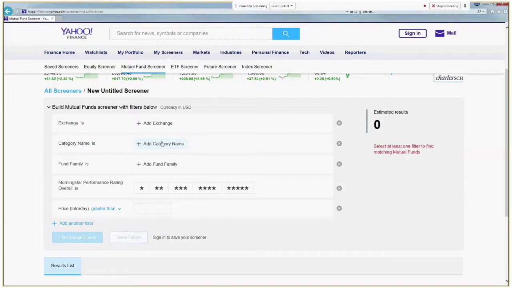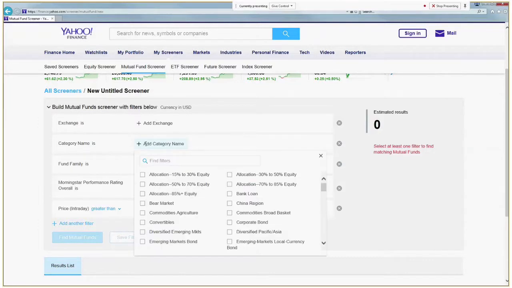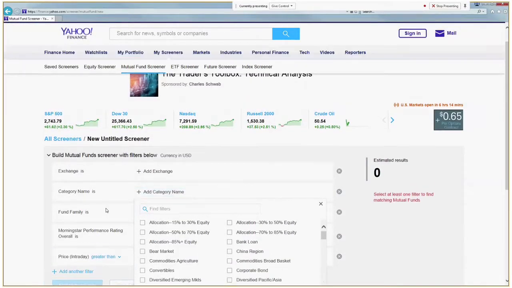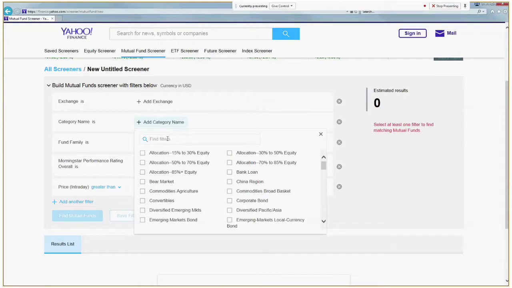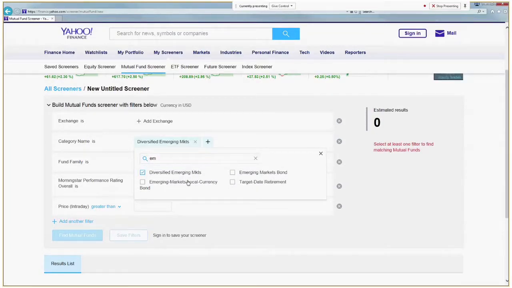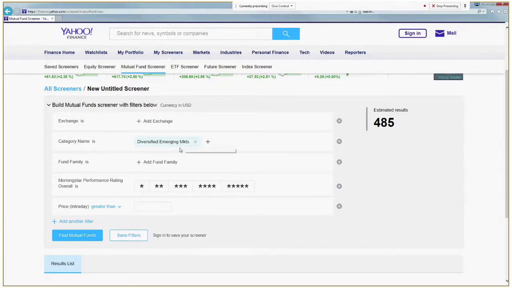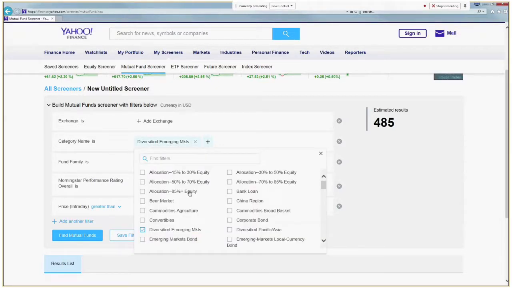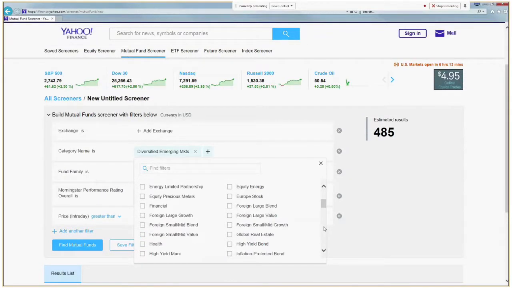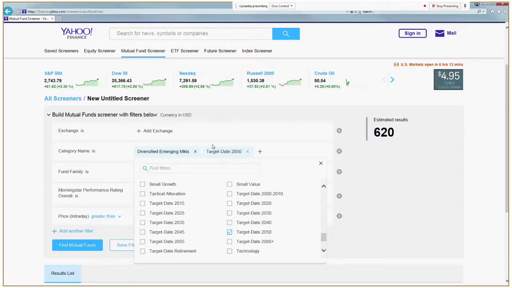So the category name, again, is going to be very similar to Fidelity. The only difference is they don't have the subcategory, but you can go through, and we can try emerging. We'll go for diversified emerging markets. So once that's been added, I could add an additional one. So let's see if they have the target dates on there, and they do. So we'll use the same we had with Fidelity.